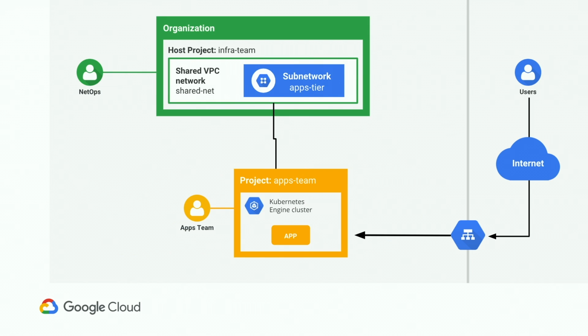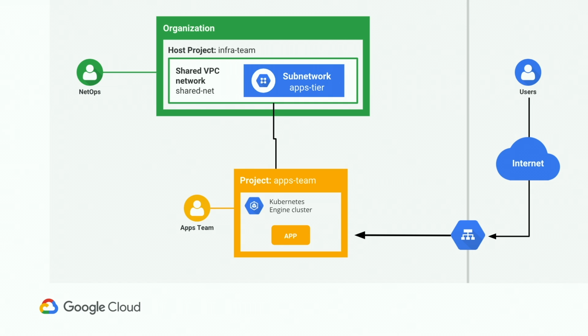Here, my setup would include an organization which has a host project called infra team and a service project called apps team. The host project has a shared VPC network called SharedNet, and it has one subnet called AppsTier. The way I set up my project is that my clusters for the apps team would be within the subnetwork AppsTier. And my host project has already set up firewalls and everything else for me to be able to communicate over the internet.